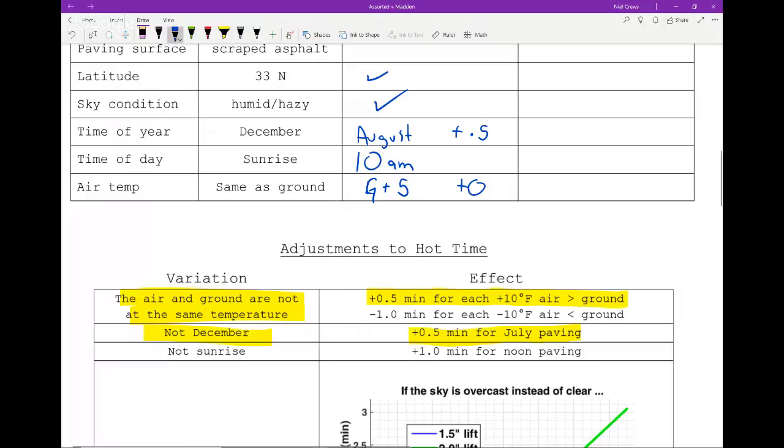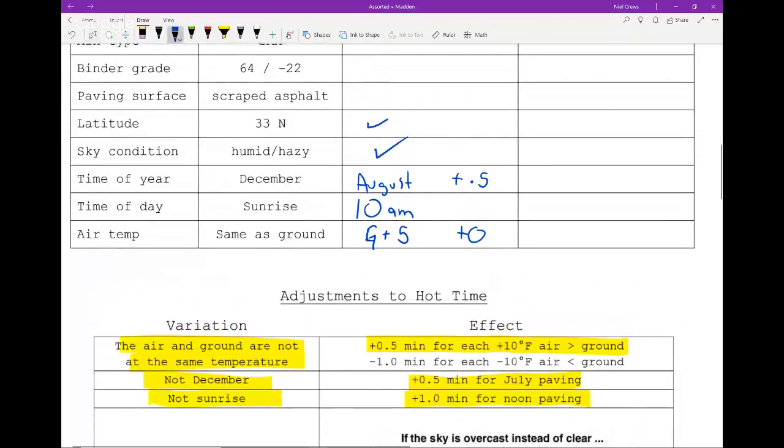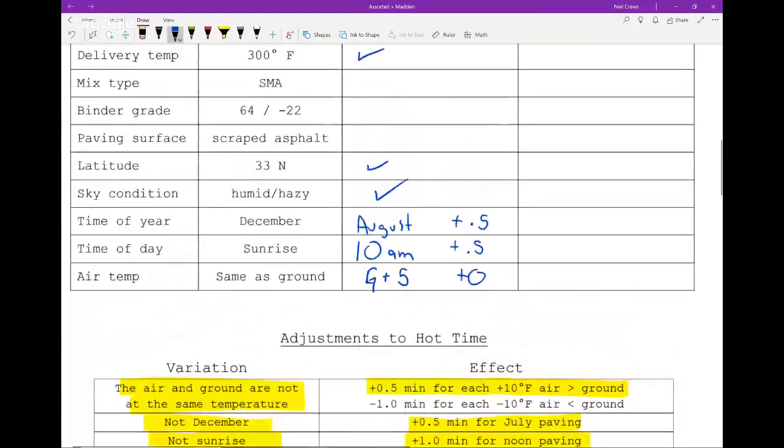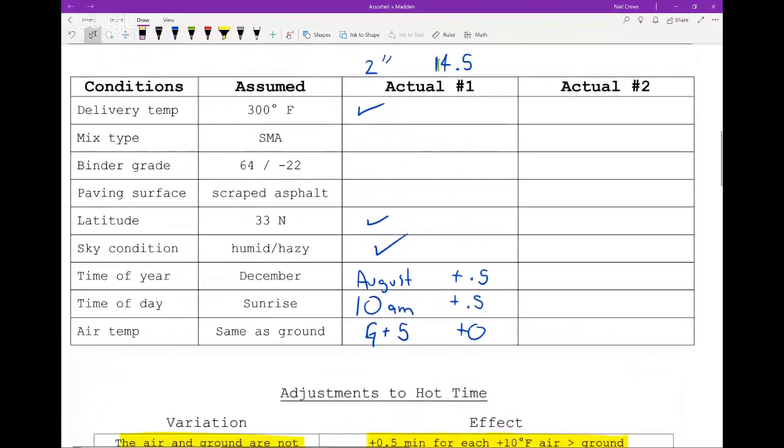At 10 a.m., the asphalt is going to experience more solar heating than at sunrise. At noon, we would add a full minute. We're predicting this at 10 a.m., so we'll add another 0.5 minutes here. Therefore, our final prediction, 14.5 plus 0.5 plus 0.5, 15.5 minutes to put down and roll the hot mix.